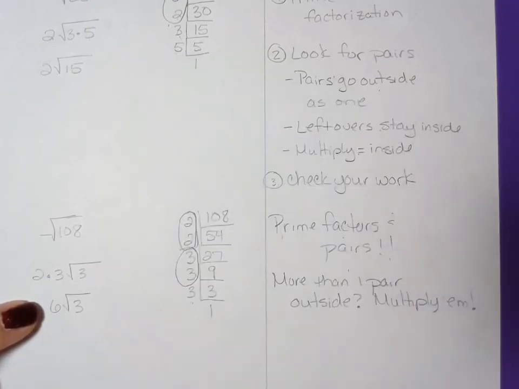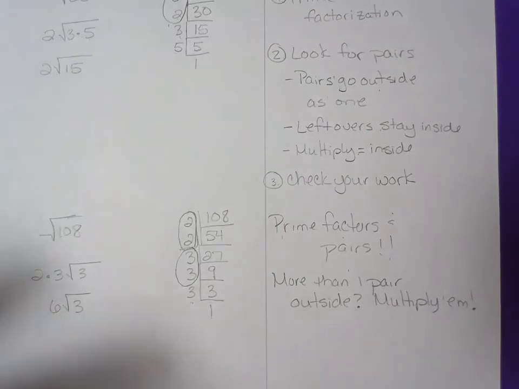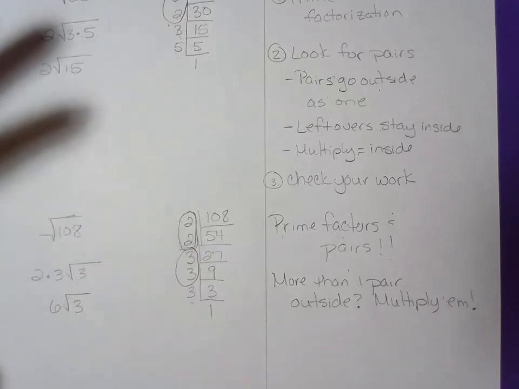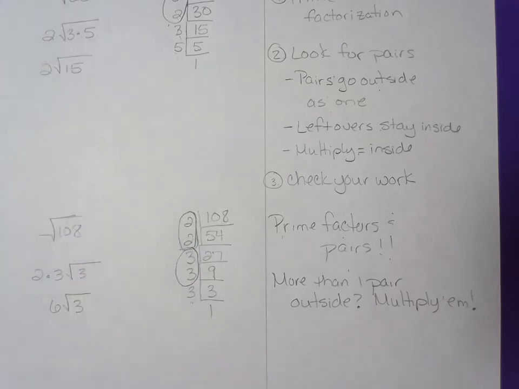So what you're seeing is that we're looking for pairs. The pairs get to go outside. Anybody who goes outside gets multiplied together, and anybody who stays inside gets multiplied back together. So we're taking our numbers apart, all the way down to their simplest number, all the way down to all of their prime factors. And then we're sorting those prime factors out.